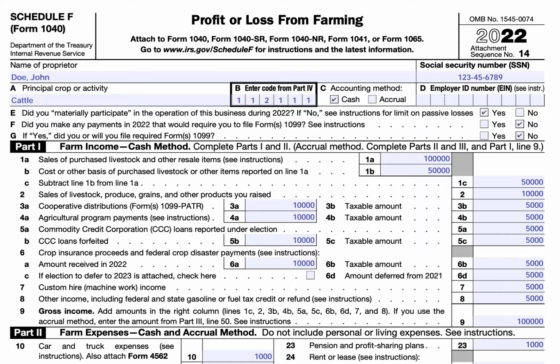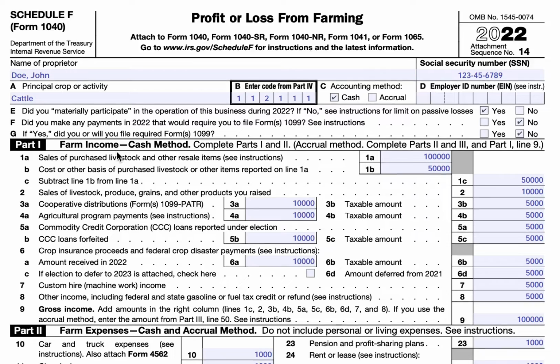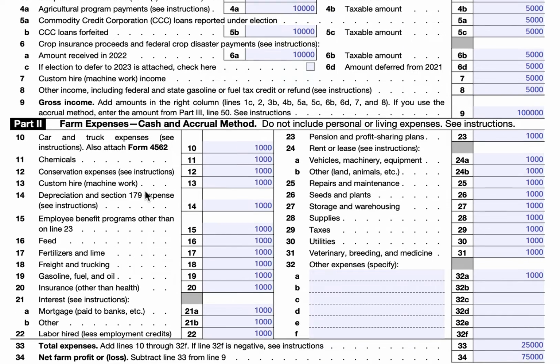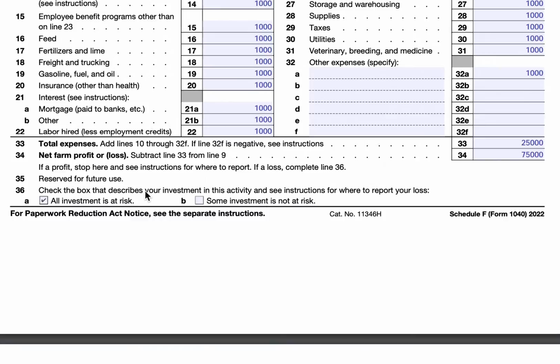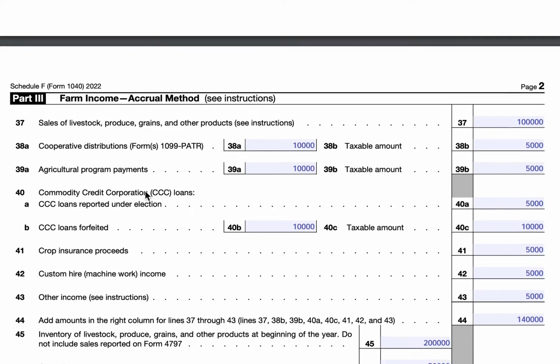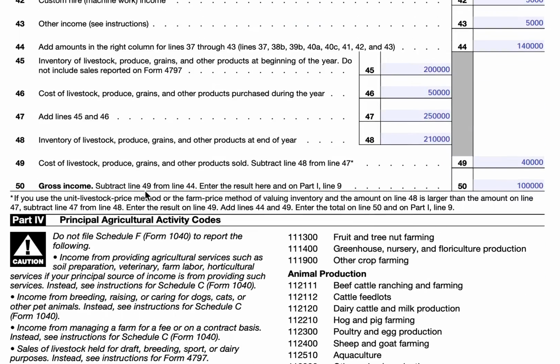So there are 4 parts to this schedule. We'll go over each of them in a little bit of detail. We've got Part 1, which is the farm income cash method. Part 2, farm expenses for both the cash and accrual method. Part 3, which is farm income for the accrual method. And then Part 4 is principal agricultural activity codes. So we will go over Part 4 first, mainly because we need some of this information when we start completing Part 1.